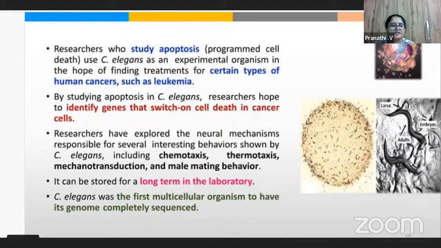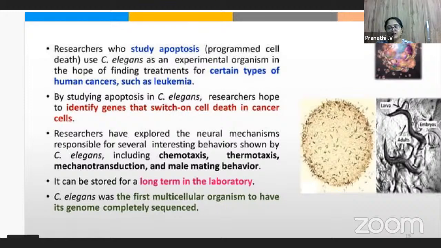Or whenever there are oncogenes that are actually getting activated, that causes cancer. So these two types of issues can be studied through your Caenorhabditis elegans.